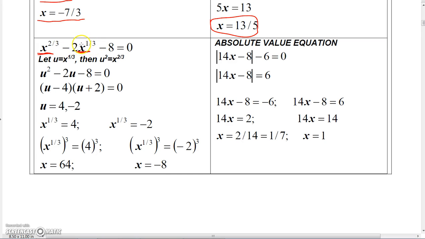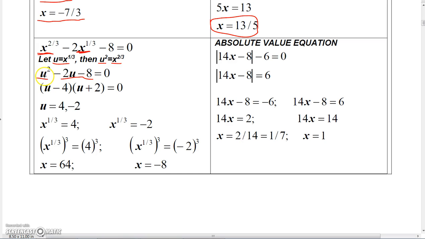And so all you have to do is a substitution, and generally we use the letter u. So let's change this to u. Let's say u is x to the 1/3. Okay, well if u is x to the 1/3, then what would x to the 2/3 be? Well, it would just be u squared. So x to the 2/3 is u squared. x to the 1/3 is u, so that would be just minus 2u, and then minus 8.